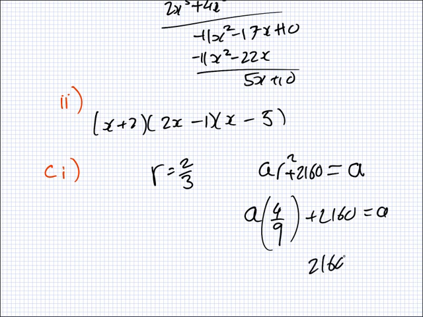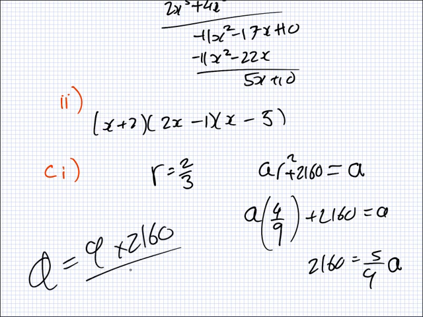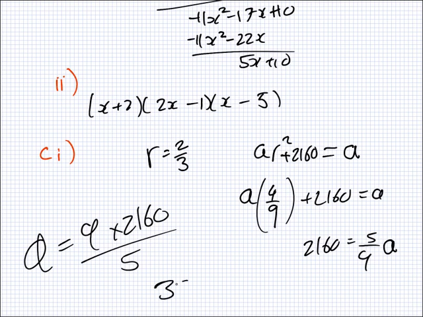So that means 2,160 equals 5/9 a. So that means a is 9 times 2,160 over 5. Which is, what's that, 432 times 9, is it? 3,888. Ah, that was only 2 marks. That's terrible. Alright.